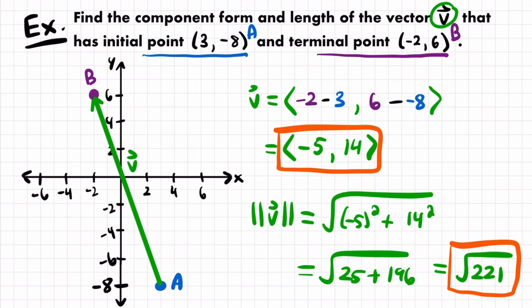Okay, so now we have completely solved this example. And just note that if you wanted to, you could also graph this position vector. Vector v is the position vector of the point negative 5, 14. So if we extended this coordinate system, we could go to negative 1, negative 2, negative 3, negative 4, negative 5, and then up 14 in the positive y direction. And then we would have our position vector that starts at the origin and ends at that terminal point of negative 5, 14. Okay, so if you wanted to graph that position vector, you could, but we didn't really need to for this example. We just wanted to find the component form and the magnitude or the length of that vector.